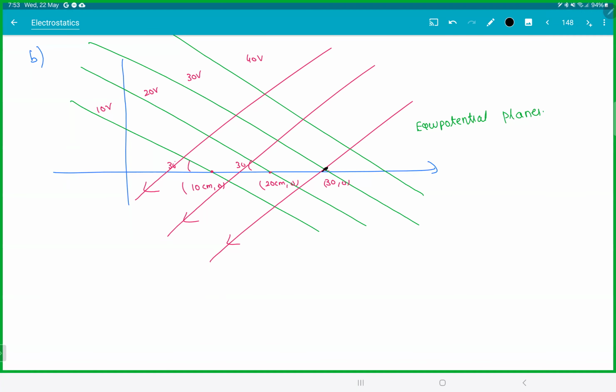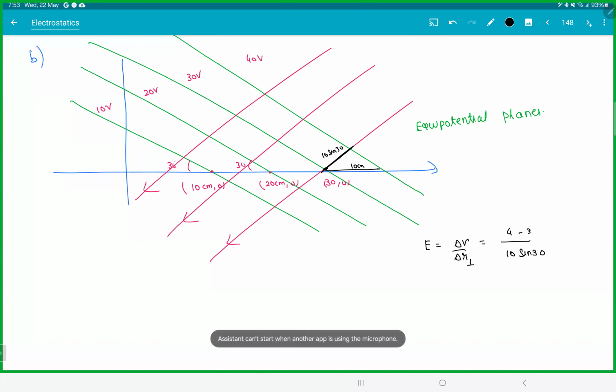You can take this as the perpendicular distance. So E magnitude is delta V by delta R. So potential difference is 40 by... So this distance is 10 centimeter. So this is 10 sine 30. So delta R is the perpendicular distance between the planes. So that is 10 sine 30. Don't write 10. So delta V is only 10 now. Sorry, 10. So that is 2. Got it? So magnitude is 2, which is constant, and the direction is this way.